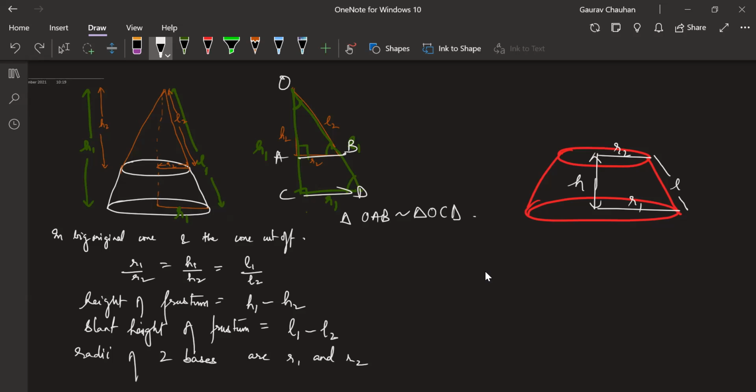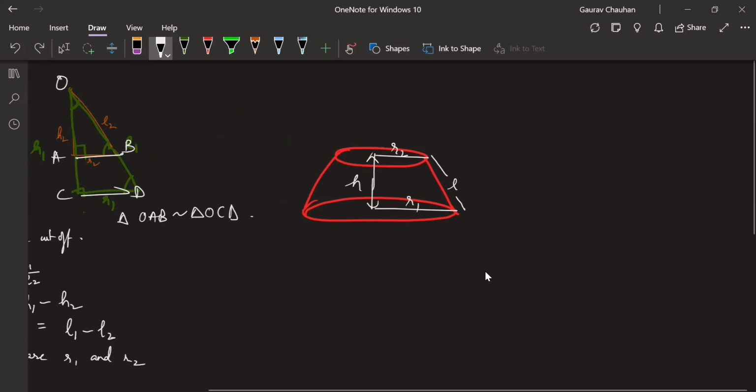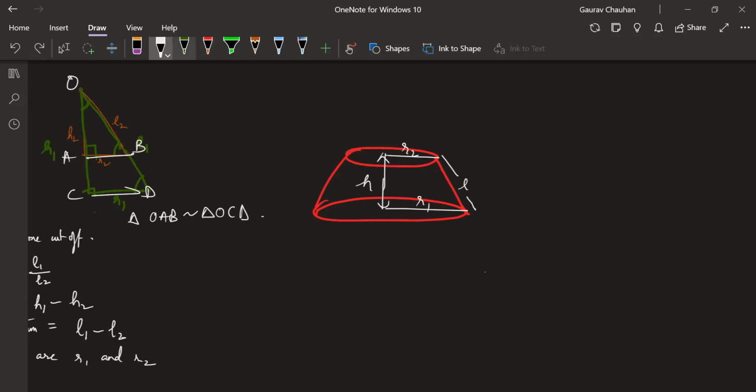Remember the cone? We found L by root over Pythagoras theorem, right? We're going to use the Pythagoras theorem here also. I want you to see carefully. I'm going to take a cross section of this, the same way, and I'll get a trapezium. This is H, this is R1, this is R2, this is R1, and this is L. Everyone okay so far?